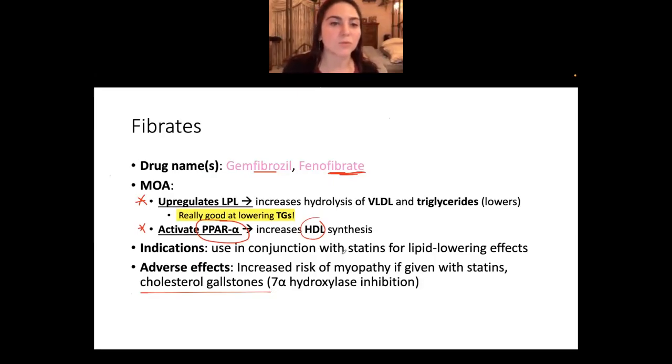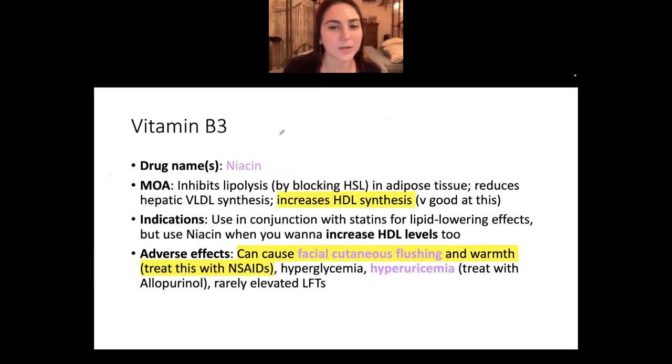This is one of the ones that you really shouldn't give with statins. I know I have, oh, use it in conjunction with statins. You can, but you're going to increase the possibility of them developing myopathy. Like I said, the question I had gotten before was a patient was on a statin and the doctor added an additional drug and now they have really bad myopathy. And I'm like, oh, it's a fibrate, because it's known to work with statins to increase myopathy.